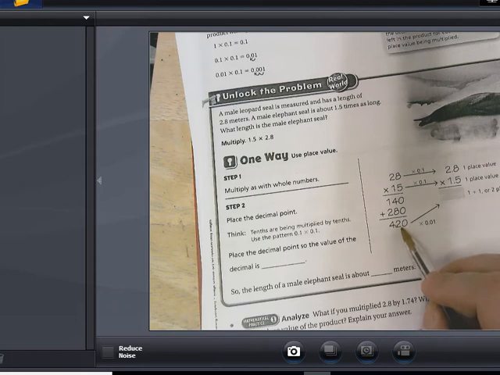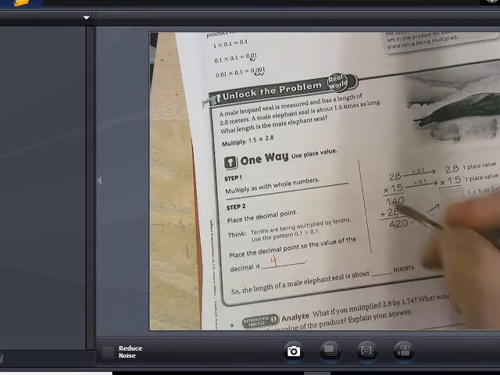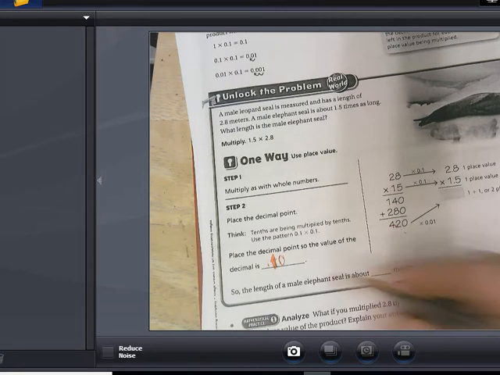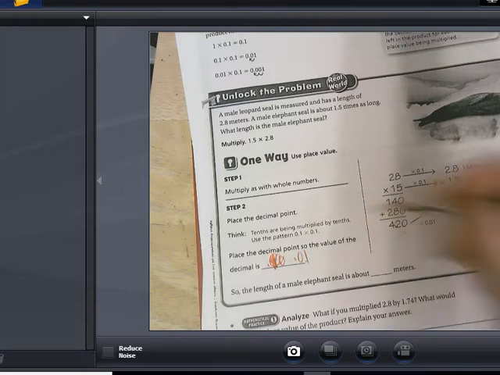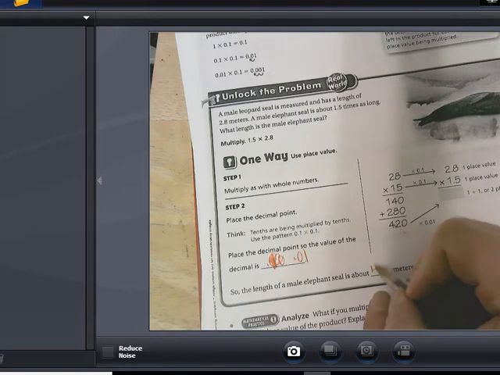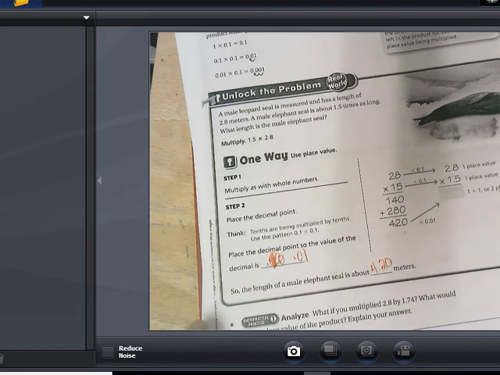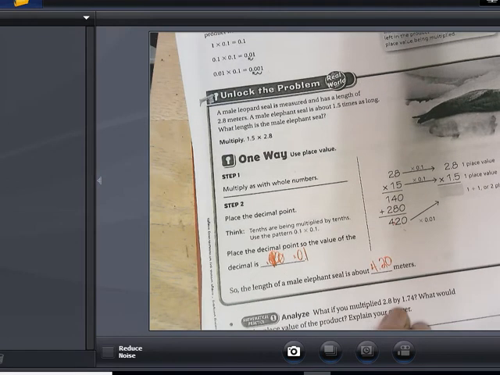My answer is 4 and 2/10. So the value of my decimals is hundredths, not tenths, hundredths. So I know it's 4 and 20 hundredths.